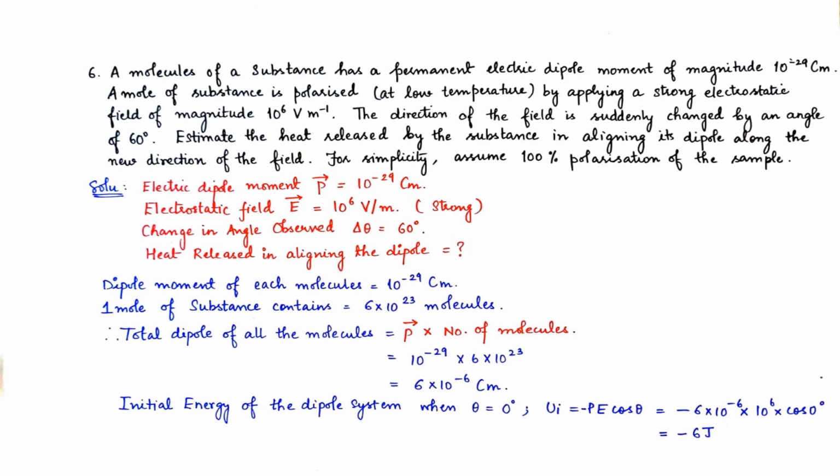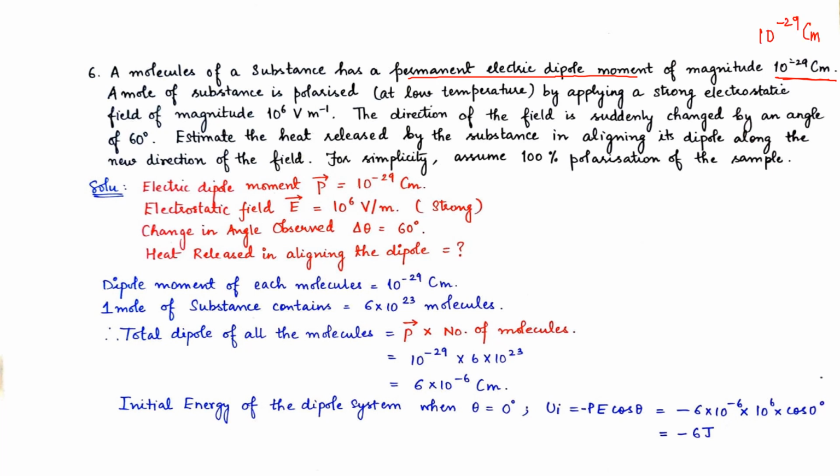Hello students, today we will solve question number 6 and the question goes like this. A molecule of a substance has a permanent electric dipole moment of magnitude 10 to the power minus 29 coulomb meter.